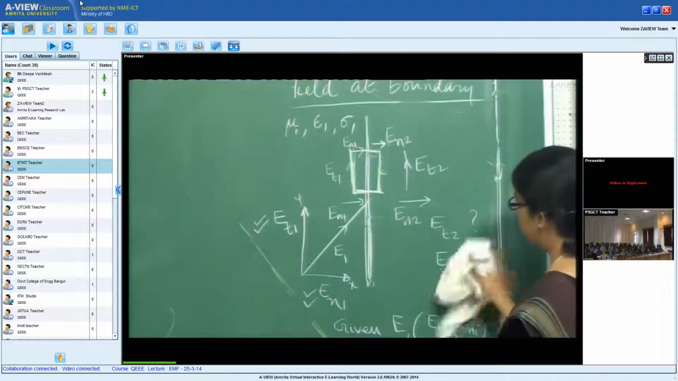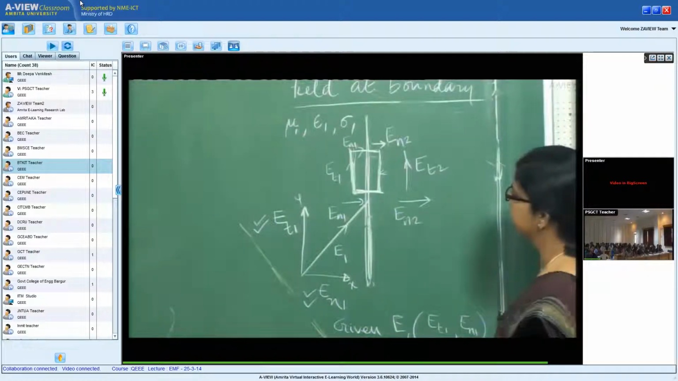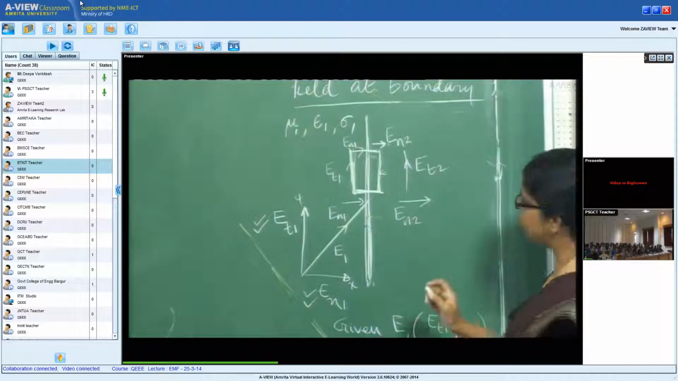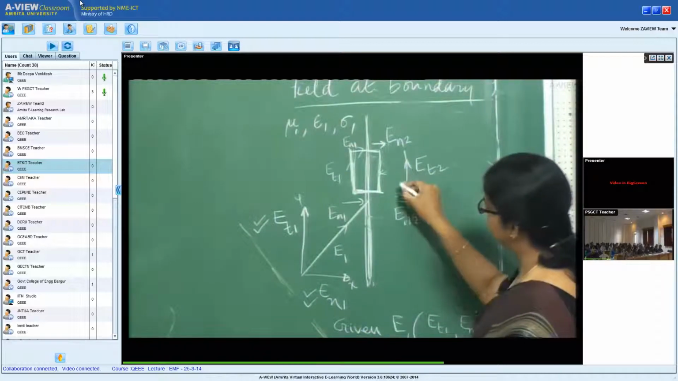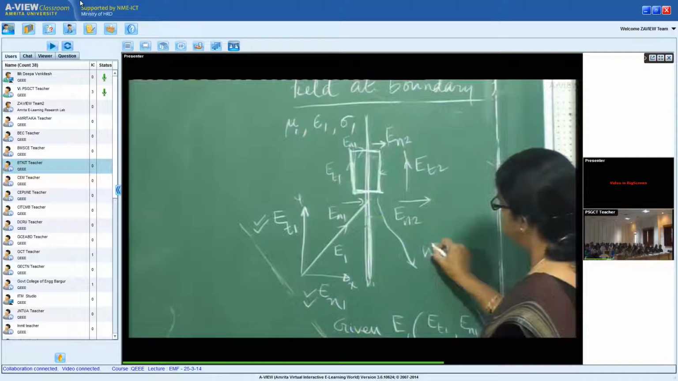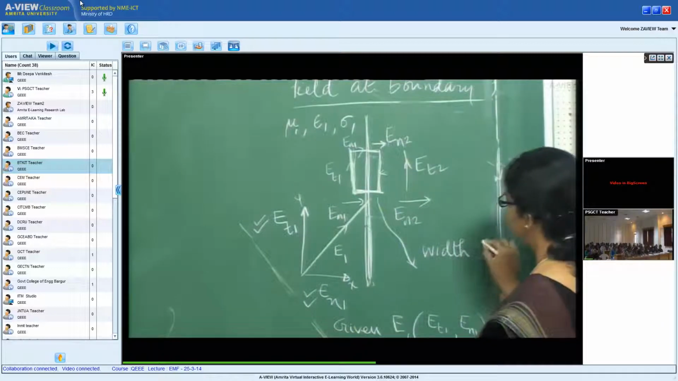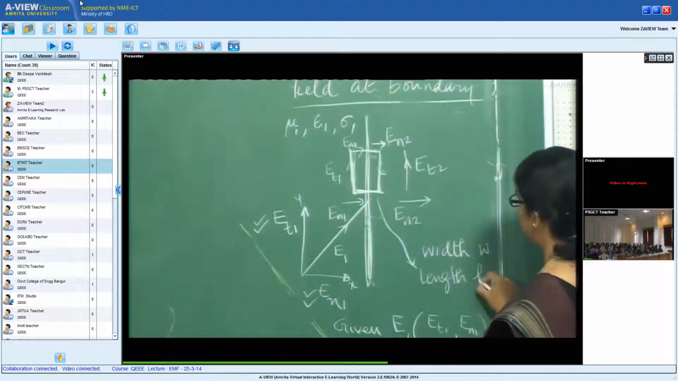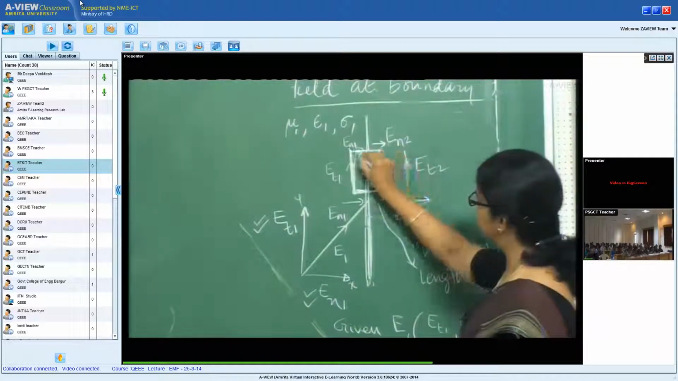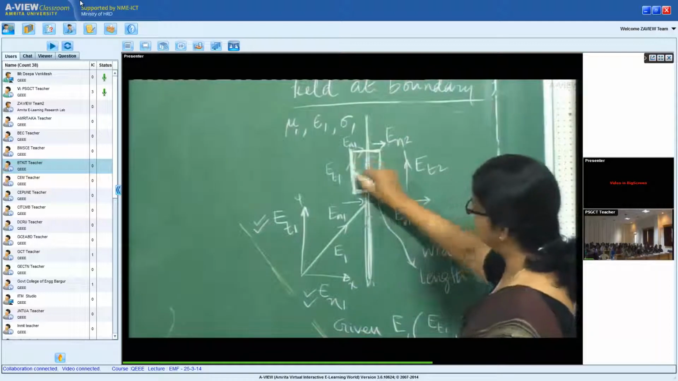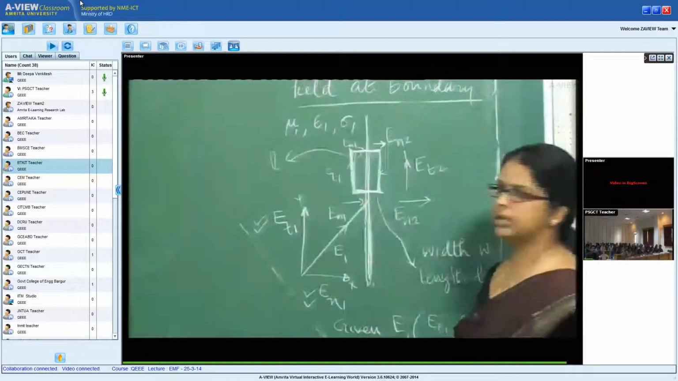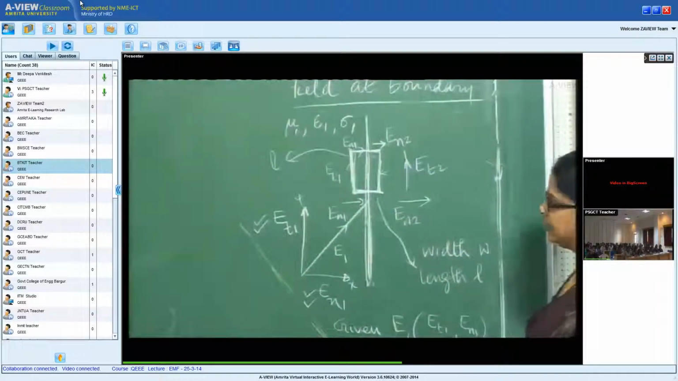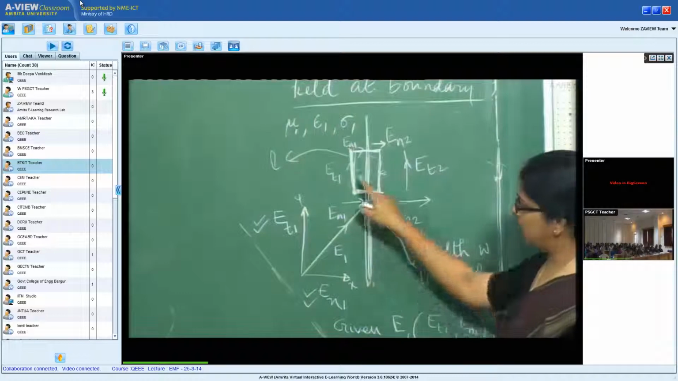Now we want to perform the loop integral. So I should know the dimensions to perform the loop integral. Let me say the loop has a width W and a length L. The total width is W and the length dimension is L. Now what would be the left side?